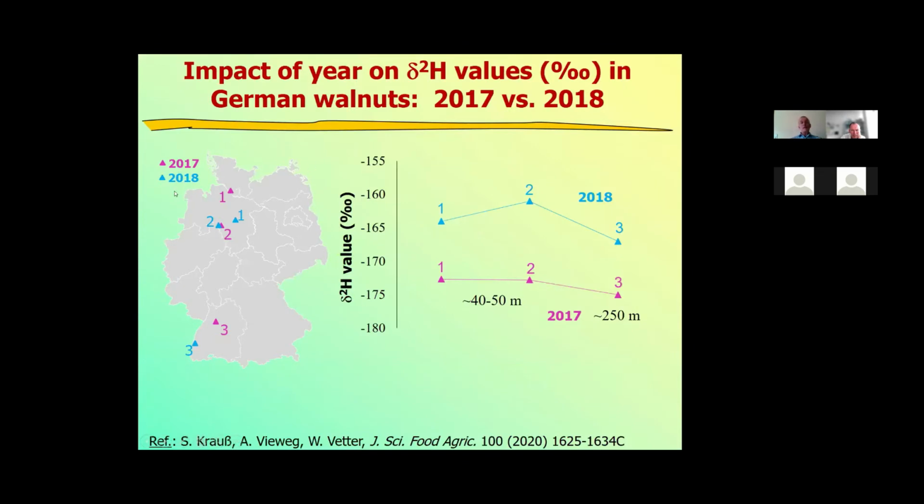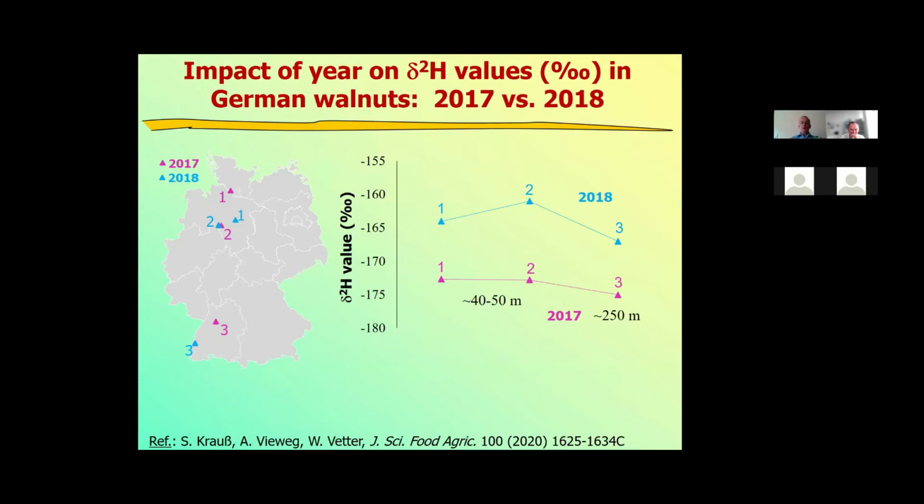And another point is very important, because as I told you, we are talking about rain, about precipitation. And here you see in that study, we had walnuts from 2 subsequent years. And what you can see here is that there's a huge difference between the 2 years. So if you just look at the data, it is meaningless to compare this data.